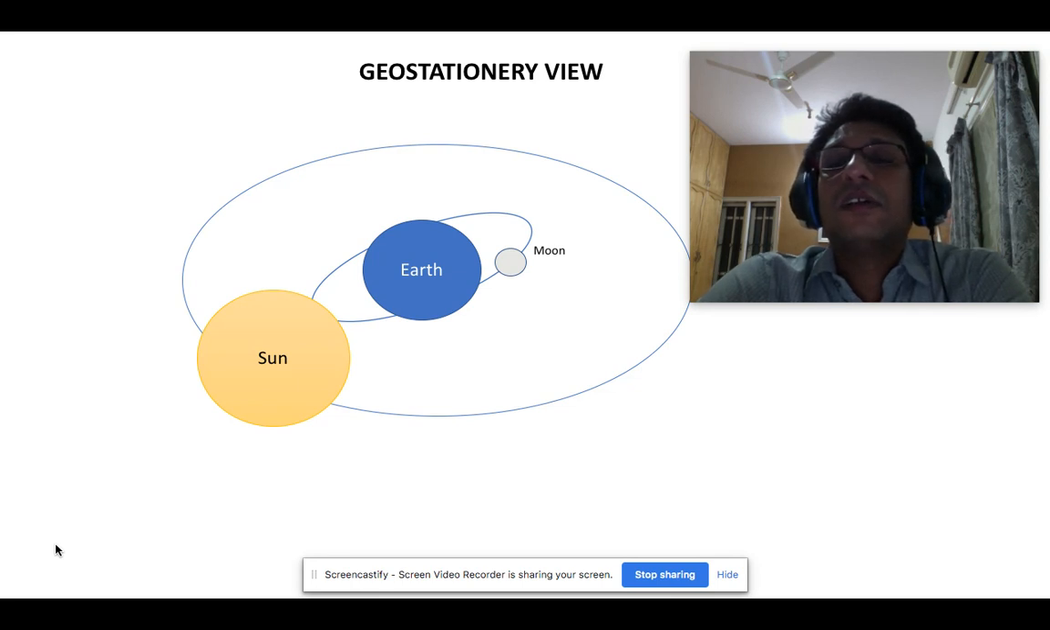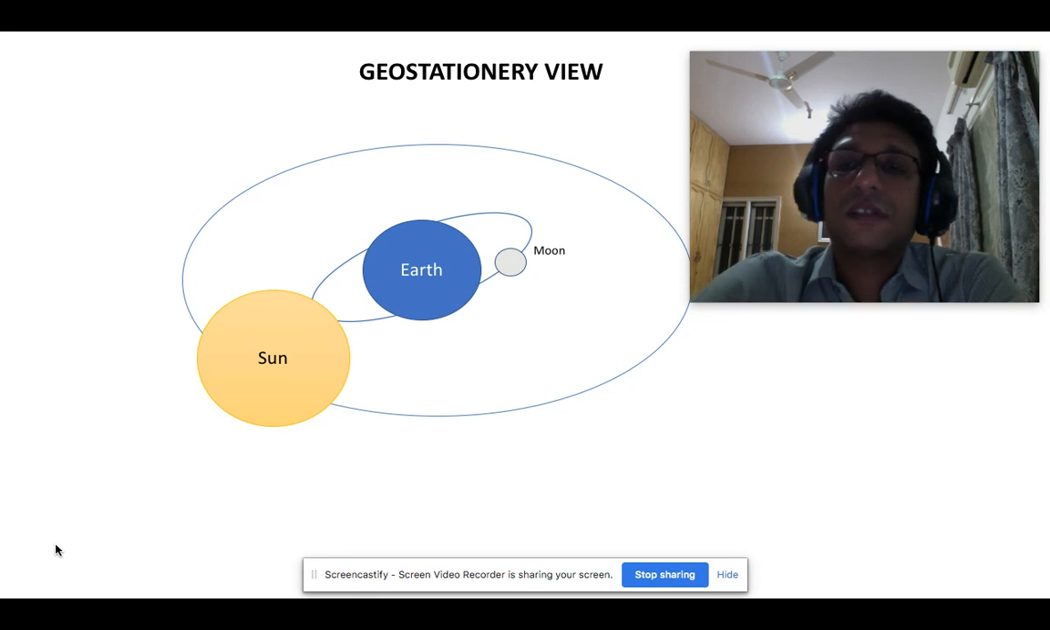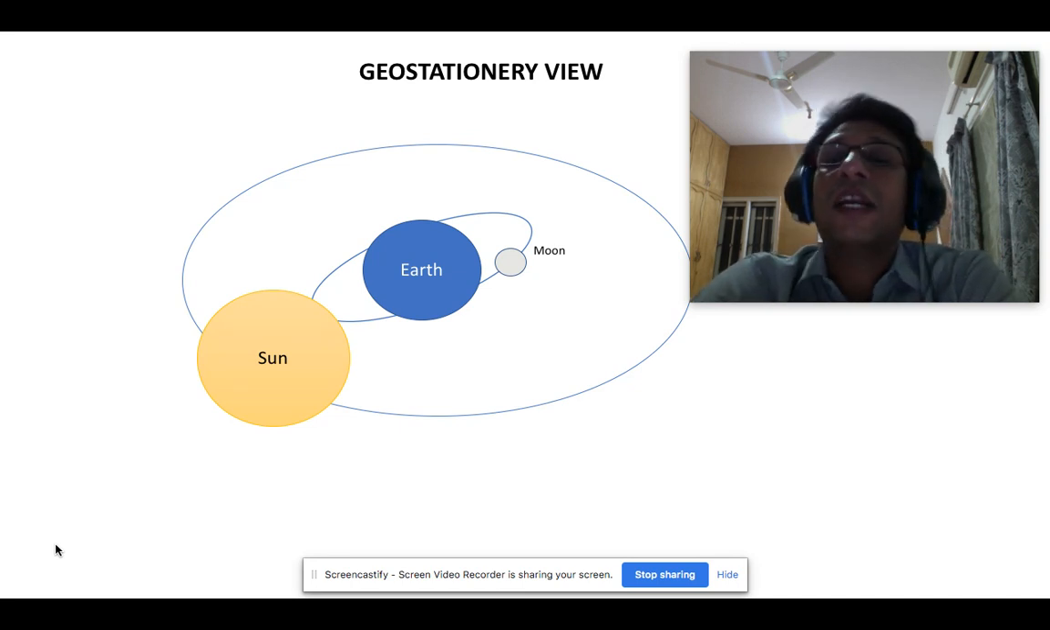Similarly, because we are on planet Earth and the Earth is rotating on its axis, we don't feel ourselves rotating, whereas we see the horizon around us changing all the time. This is because the point of reference is with Earth. Astrology is based on the geostationary system because it is for us. It is for people who are sitting on planet Earth. It is not for people who are sitting on planet Sun.